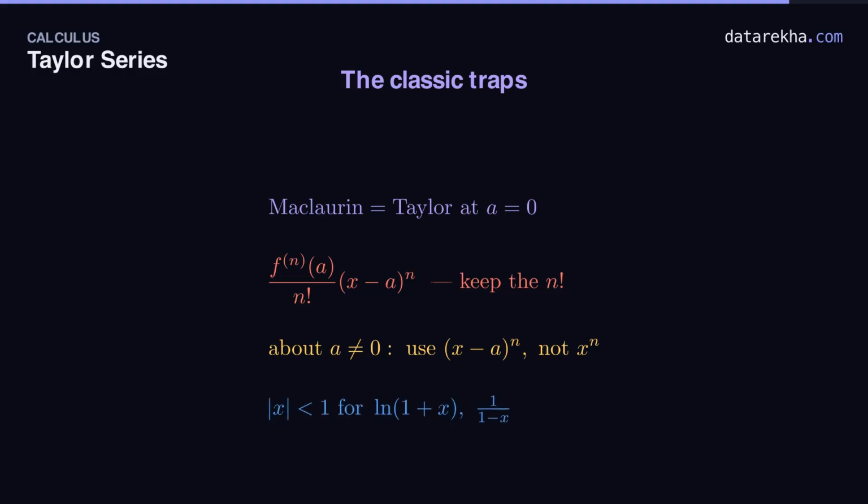And trap 4. Convergence is local. The log and geometric series only hold for x below 1 in size. More terms help only inside that radius. Outside, they betray you.